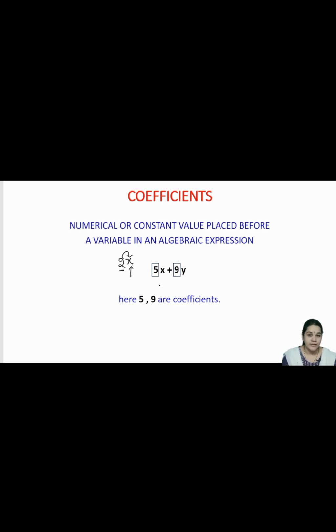In the same way, if we consider the algebraic expression 5x plus 9y, here 5x is a term, 9y is a term, x is a variable, y is a variable, and 5 is multiplied with the variable x. So 5 is the coefficient of x here. And the number 9 is multiplied with y. So 9 is the coefficient of y.